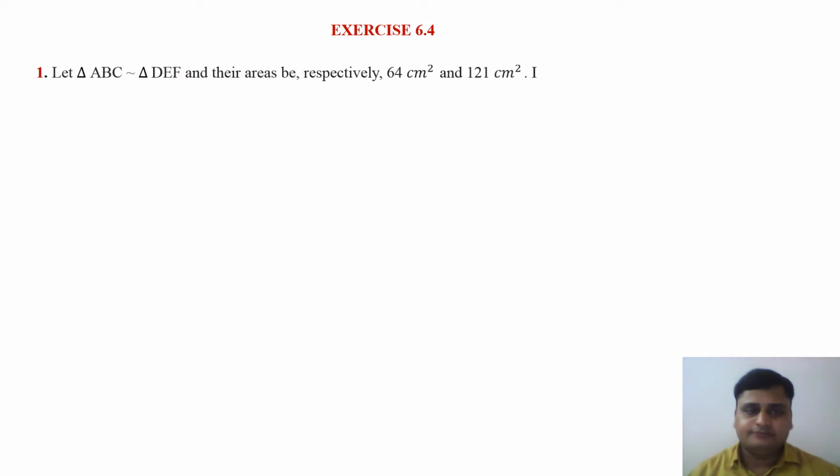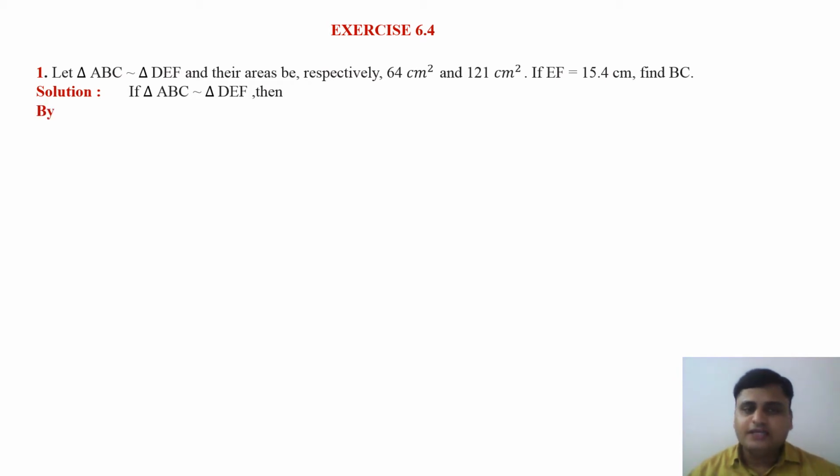Okay, so it is given in this question that triangle ABC is similar to triangle DEF, and their areas are given respectively as 64 centimeter square and 121 centimeter square. Area of triangle ABC is equal to 64 centimeter square and area of triangle DEF is 121 centimeter square. EF is 15.4. We need to find BC.